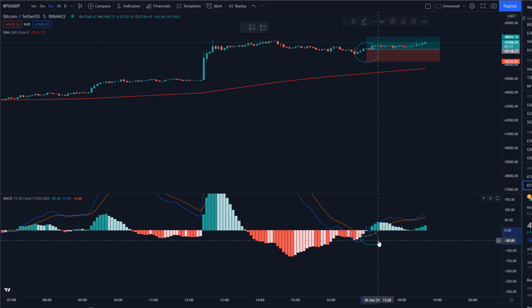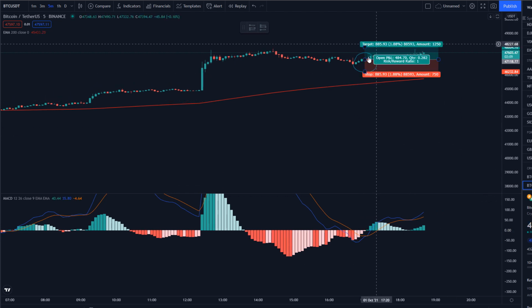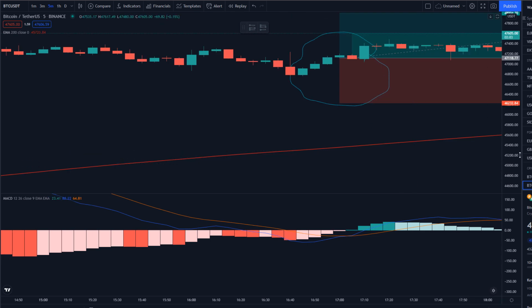And where do we place our stop loss? There are a few things you can do for that. You can check, okay, where's the last swing low? Let me scale it up a bit.